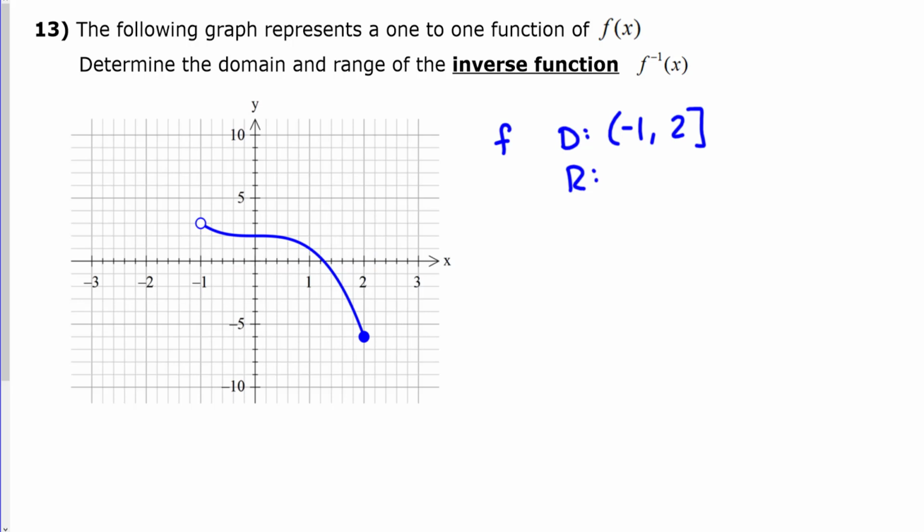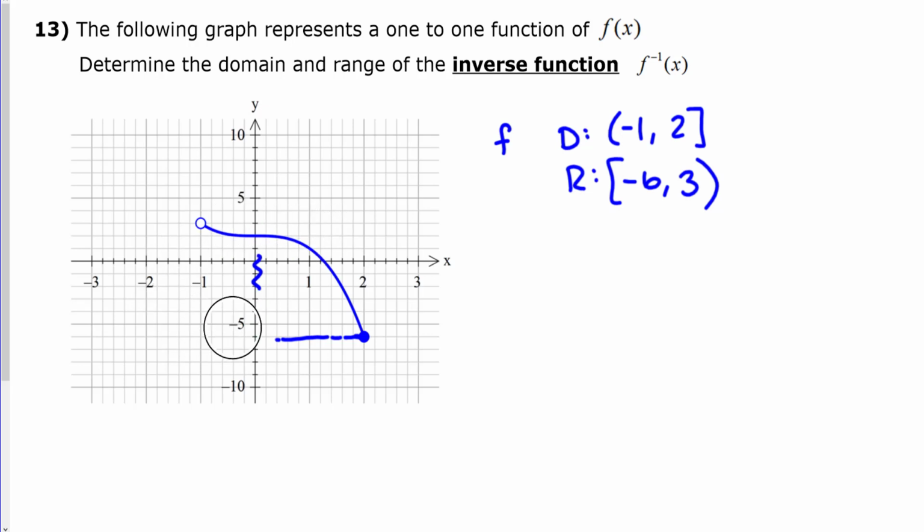Now the range is all of the defined y values. So the y values here, the lowest y value is right there at -6. The highest y value is here at +3. So my range is this set of values. So starting at -6 and going to +3 open.